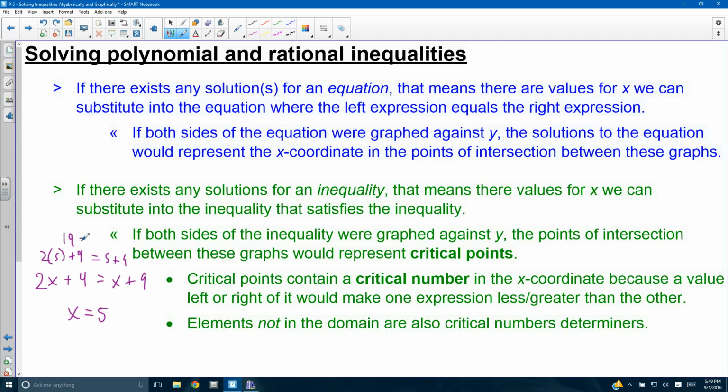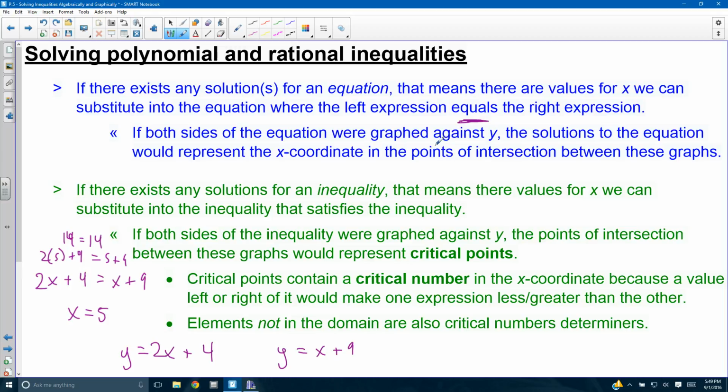14 equals 14. So all that means is that on both of these graphs, you see where I said if both sides of the equation were graphed against y? I'm saying that if I made this y equals 2x plus 4, and I did y equals x plus 9, when you go to graph these, they both not only cross at (5, 14), but there's a point on the graph that's (5, 14). So they're the same at that point.